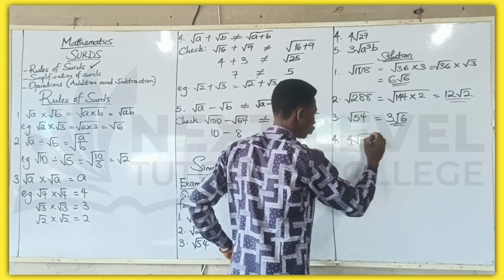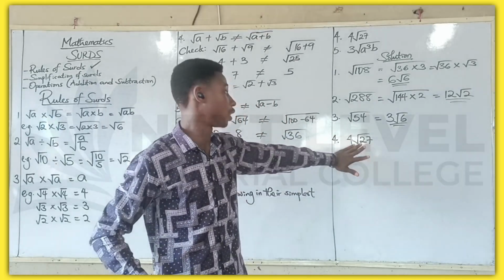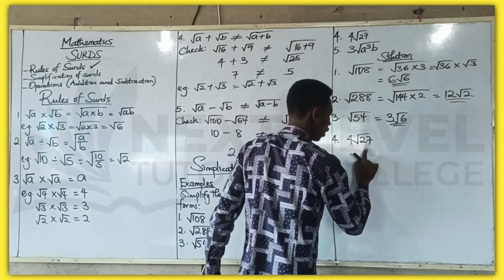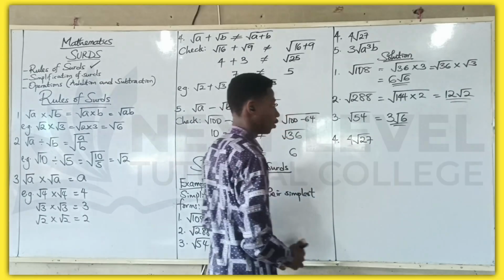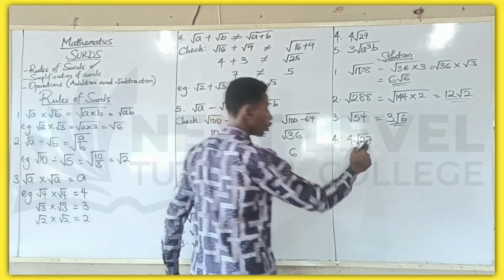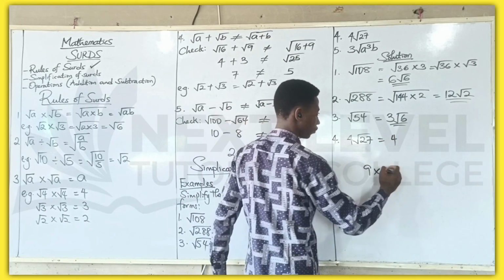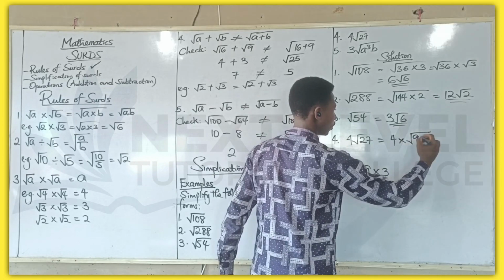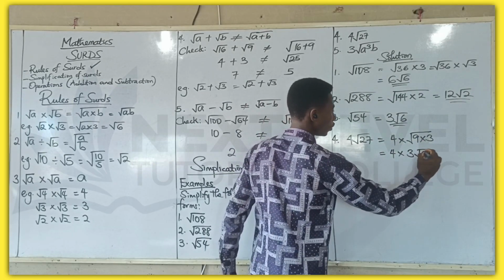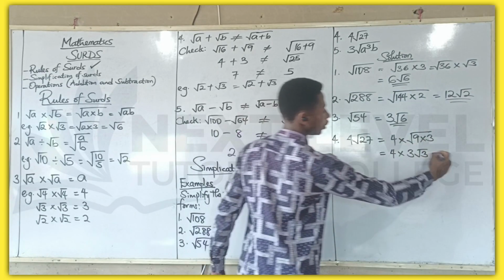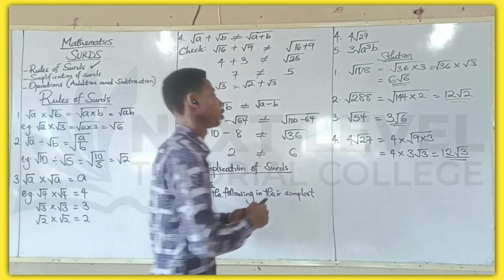Number 4, we have 4 surd 27. Already there's a number outside, but this number inside the surd can still be simplified further. The aim of simplifying is to make sure that whatever is there under the surd cannot be broken down further. There are no multiples that have square roots in them. This one is 9 times 3, 27 on this one. So basically what we have here is 4 times surd 9 times 3. And we know the square root of 9 is 3, so we have 4 times 3 surd 3. This one will remain inside. 4 times 3 is 12 surd 3. So this is the simplified form of 4 surd 27.